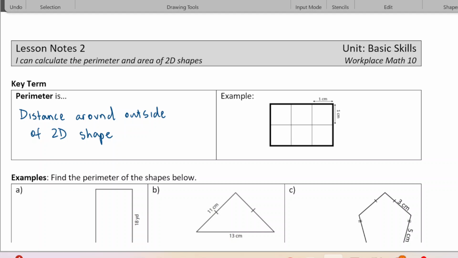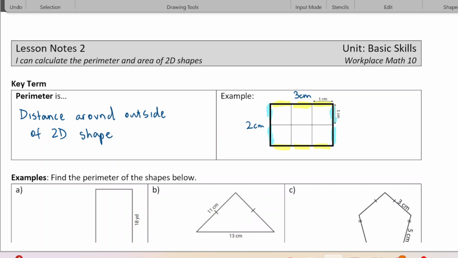I've laid this out here. We have a rectangle with 1 centimeter squares. So you can just simply count, or you can do a calculation to add up all the lengths around the outside. So I'm going to show it like this. I have 1 plus 1 plus 1. That means this side is 3 centimeters. And then I have 1 plus 1 again, so that's 2 centimeters. And then here, another 3 centimeters.